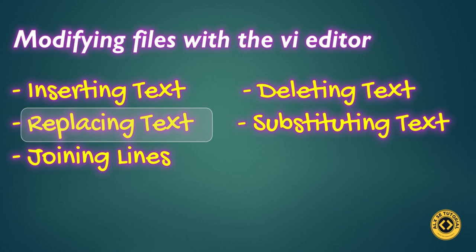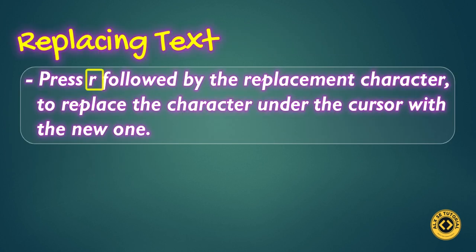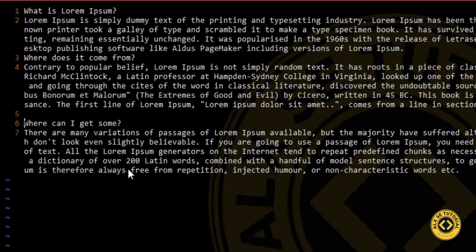Replacing text. In order for us to replace text, we press R followed by the replacement character to replace the character under the cursor with the new one. What that means is, let's say the cursor is just under W here, that's the letter W. I want to change the letter W to the letter T. All I need to do is, in command mode, press R, which tells the VI editor that I want to replace W with a letter. After I hit R, I then type the letter I want to replace it with. It automatically changes that W to T.